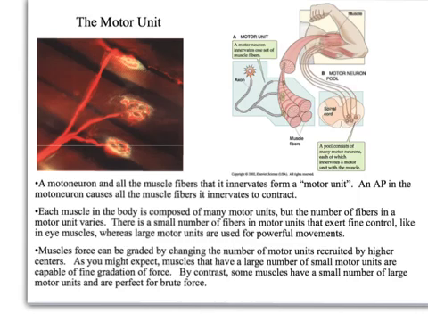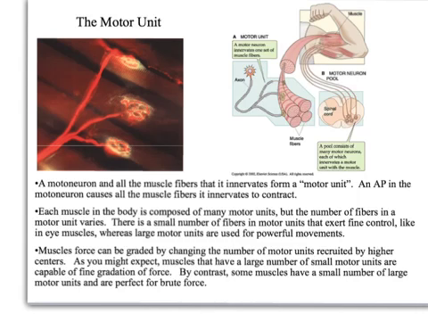Every muscle in the body is composed of many motor units, but the number of fibers in a motor unit varies. So there's a small number of fibers in motor units that exert fine control, such as eye muscles, whereas large motor units are used for powerful movement. So if you didn't have that distinction, and you had large motor units subserving the fingers, you tap someone on the shoulder and it's no longer a fine movement. This is a gross, heavy movement that then bowls them right over. So you need to have distinctions between fine control and gross control.